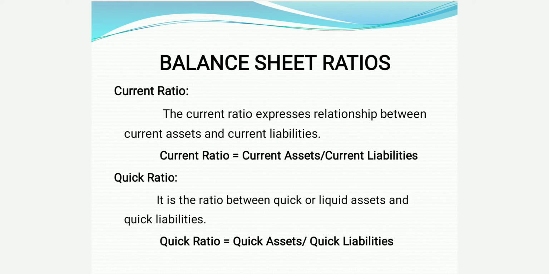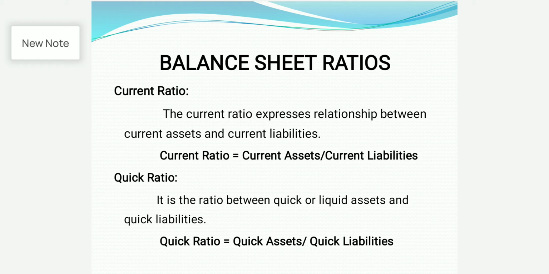What are the current assets? Current assets include cash in hand, cash at bank, debtors, bills receivable, prepaid expenses, stock, money at call and short notice, etc. What are the current liabilities? Current liabilities include creditors, bills payable, bank overdraft, expenses outstanding, interest due or payable, etc. These are the current liabilities.